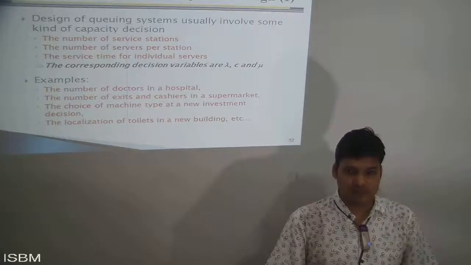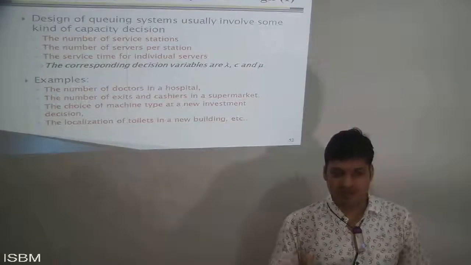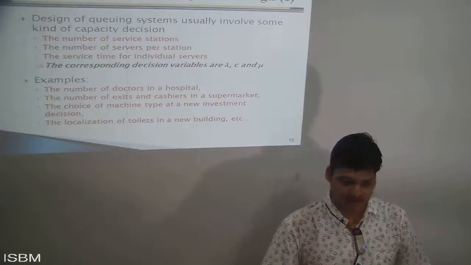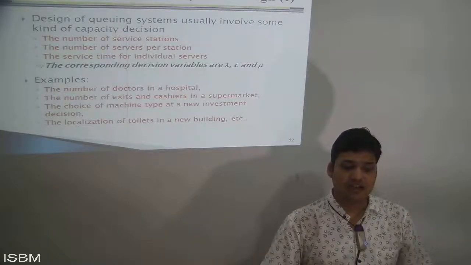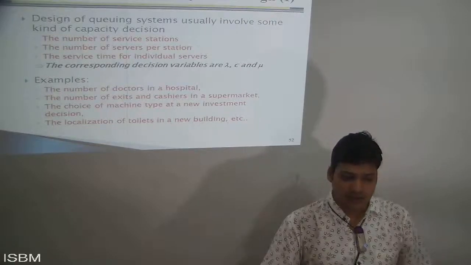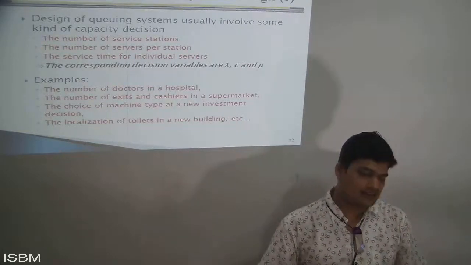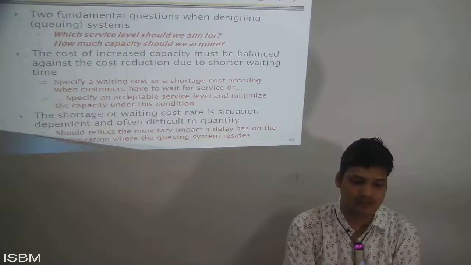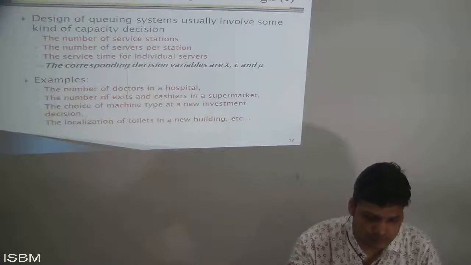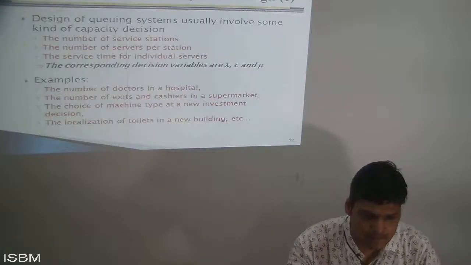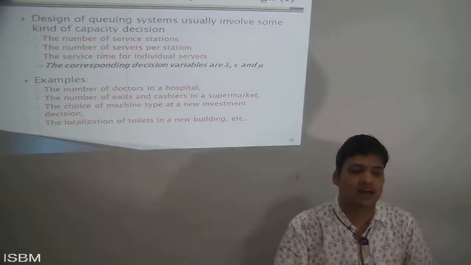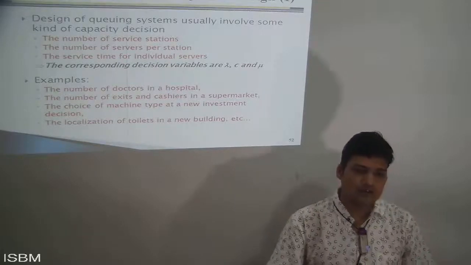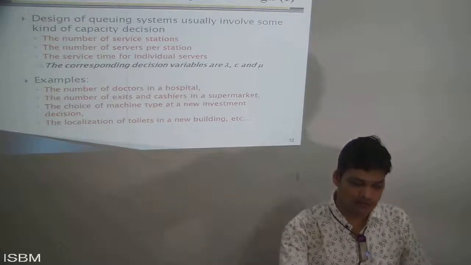Example: the number of doctors in the hospital. So it is a service station. A doctor is nothing but a service station. The number of exits and cashiers in the supermarket, like that example. The choice of a machine type in a new investment decision. The location of toilets in a new building, etc. These are the examples. So queuing model and system design. Design of a queuing system usually involves some kind of capacity decision. The number of service stations, we have done this.